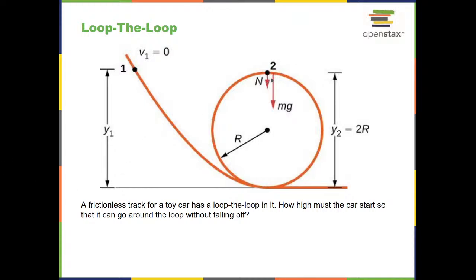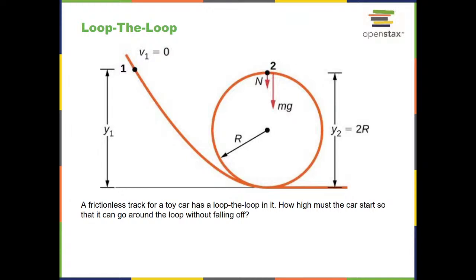So the conceptual part here is that the normal force always has to be positive if we want to maintain contact with the track. A normal force can't be negative, it's always pushing from the track against the marble. So the normal force has to be positive, and as soon as it becomes 0, that's when the object will lose contact with the track.